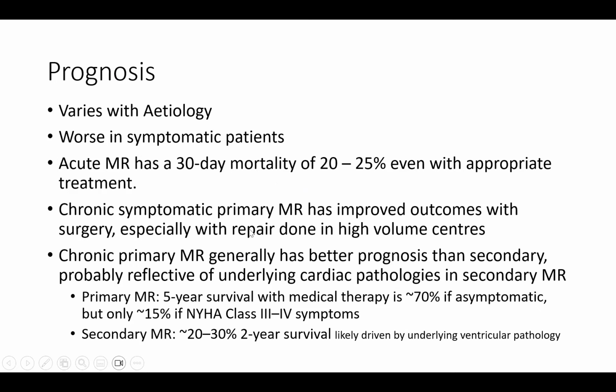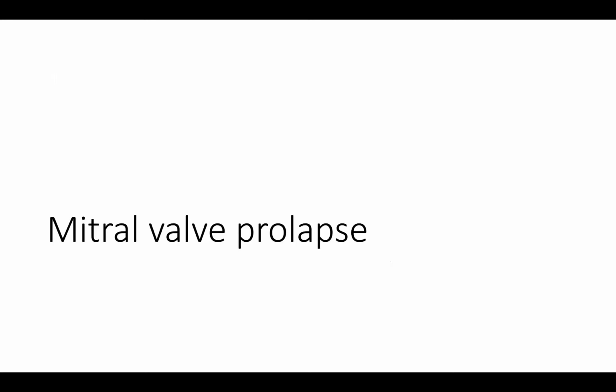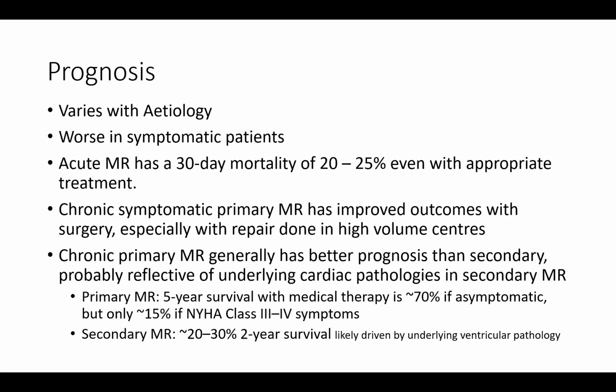Mainly for secondary MR, the prognosis is influenced by the underlying cardiac pathology. So somebody has advanced ischemic heart disease or advanced heart failure with very low ejection fraction or whatever other pathology. But in general, the primary have a 5-year survival of about 70% if they're asymptomatic, but it declines rapidly if they have symptoms, to 3 to 4. While secondary MR 2-year survival is about 20 to 30%. So really probably reflecting, this kind of looks like heart failure type survival. So that ends mitral regurgitation.